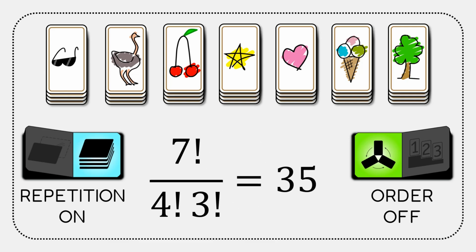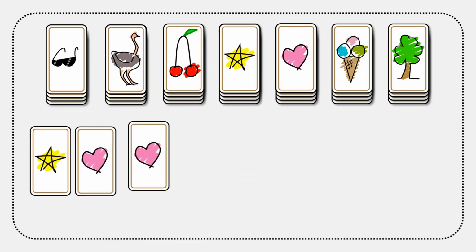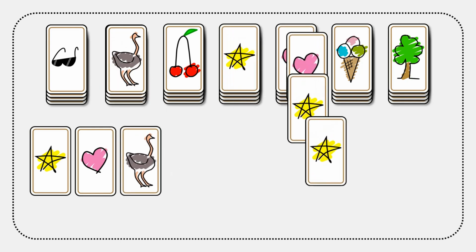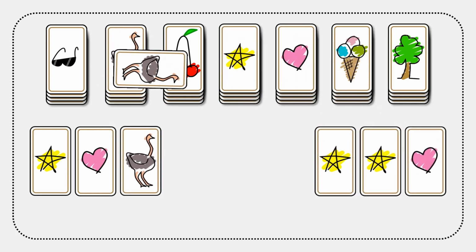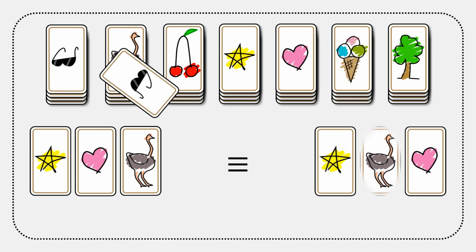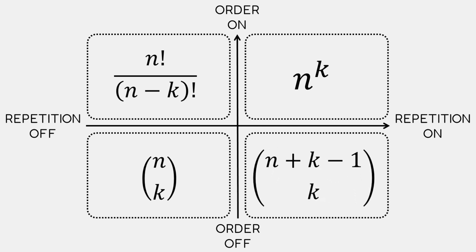The replacement has to be done carefully. For example, if in star heart heart we replace one heart with an ostrich, then in star star heart we cannot replace a star with an ostrich, or else we'd repeat the same previous set of cards, so we'll use sunglasses. Building on the formula for the third quadrant, we found that the formula for the fourth quadrant is n plus k minus 1 choose k.